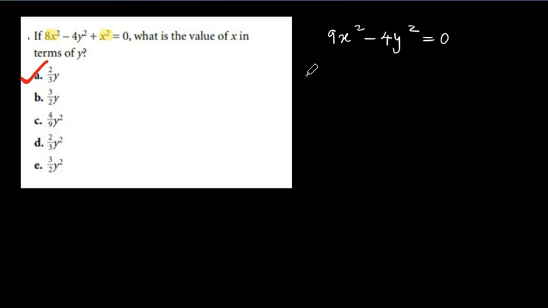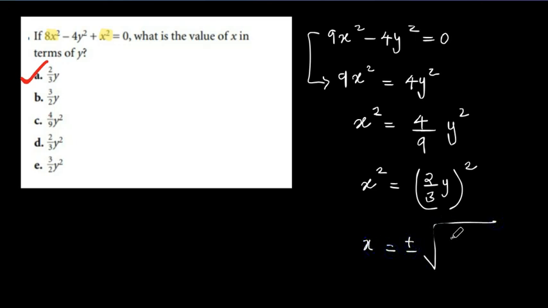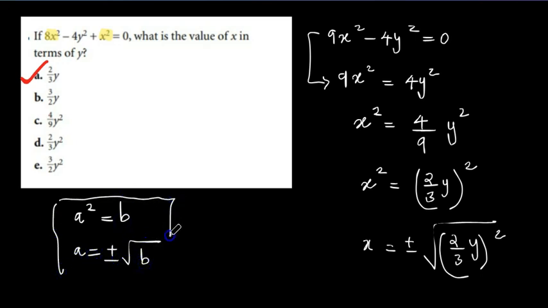Now, another way of answering the same thing is, you can just write down 9x² is equal to 4y² from this one. You can go directly into this. So you would get x² is equal to 4 over 9 y². So you can easily identify that x² is equal to (2 over 3 y)². So x could be plus or minus the square root of (2 over 3 y)², because we know that if a² is equal to some b, then a will be plus or minus the square root of b. That's how we make it.